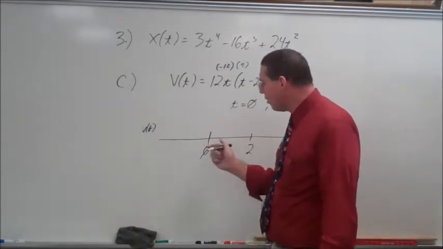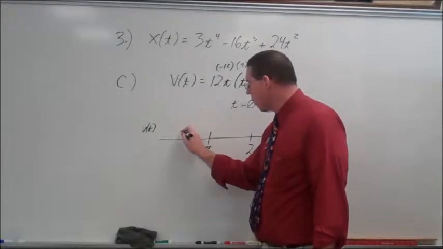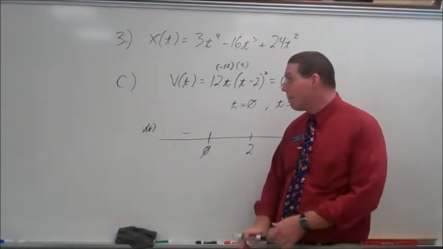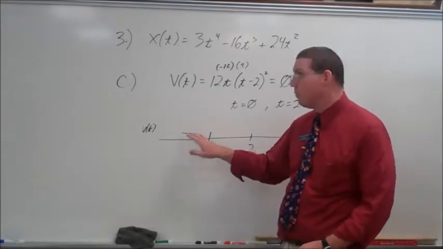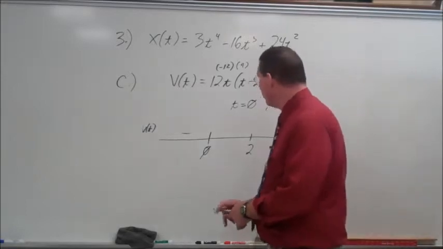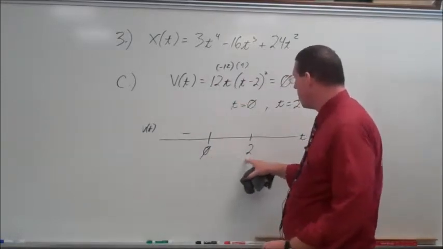So all of the values less than 0 will yield a negative velocity. And that means that the object, all the way up until 0, is moving to the left because it has a negative value. Now, we're going to do the same thing for a number between 0 and 2.